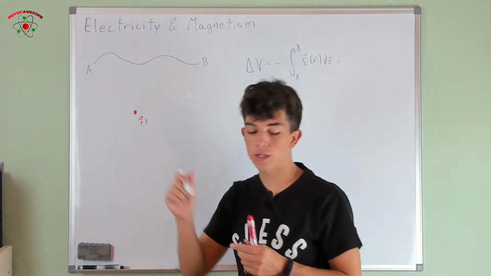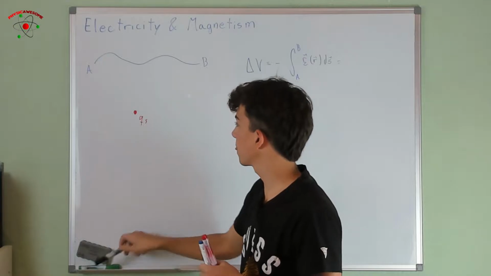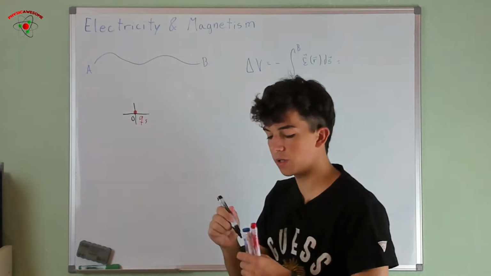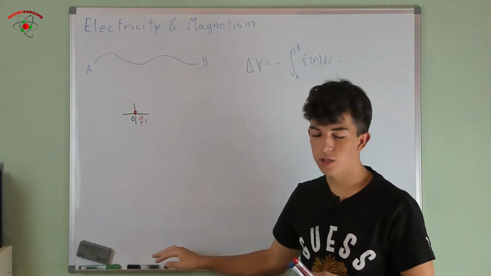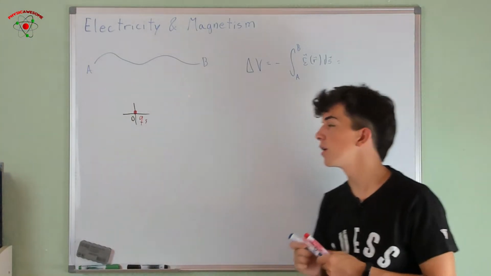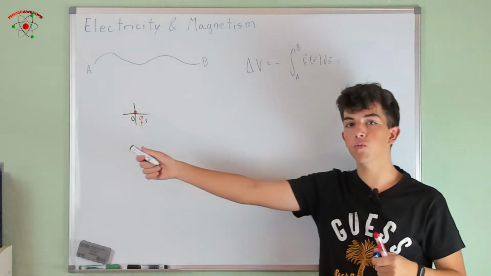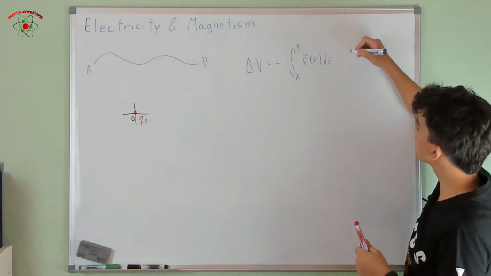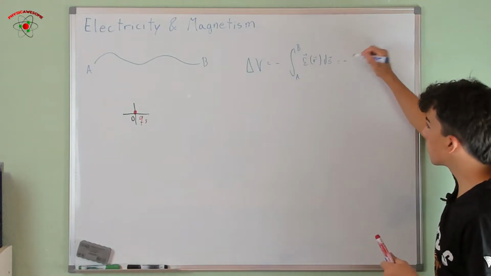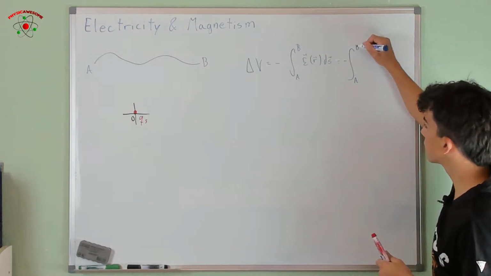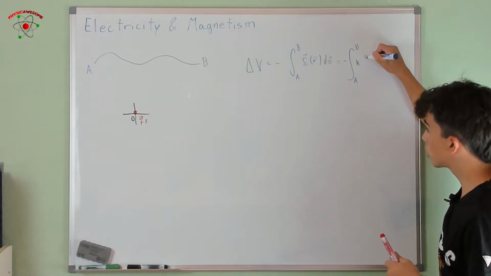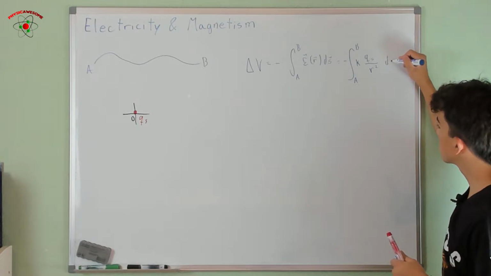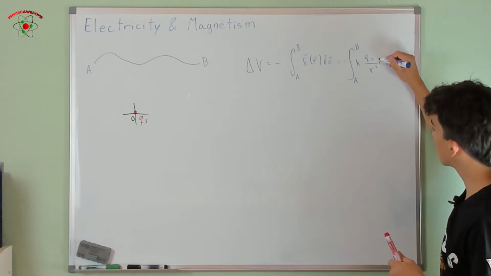Now, we are going to take this to be our origin, and the charge is on it, so that things simplify a little bit. Now, if this is the origin, we know what the electric field is at any point, so we will write that. It's minus the integral from A to B of k Qs over r squared times ds, and this is an r hat vector.